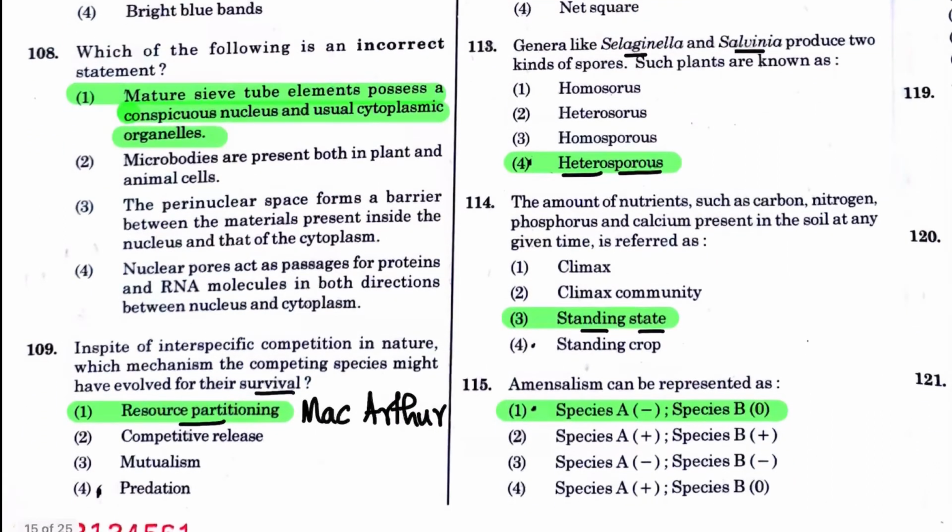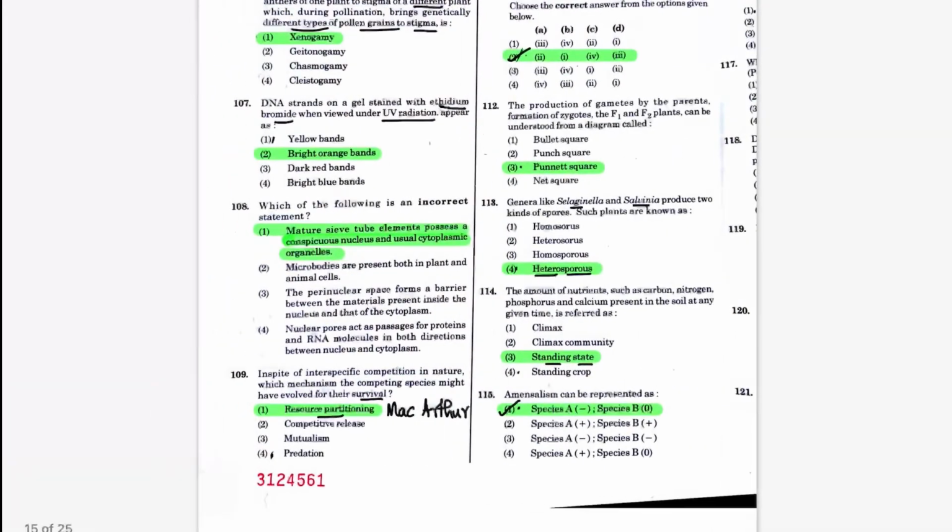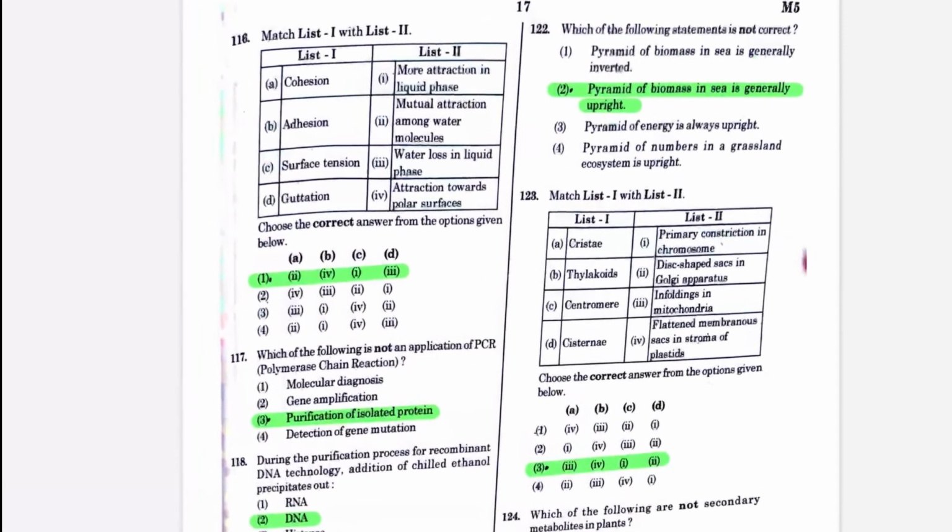Okay, so amensalism can be represented as, as we all know, in amensalism, one organism is affected whereas the other organism is neither affected nor benefited. Okay, so the best example is antibiotics. So they are asking which species A, if it is affected, the other one will not be affected or benefited also, so they are representing with 0. Okay, so for 115 the answer is 1. Okay, so next question 116.